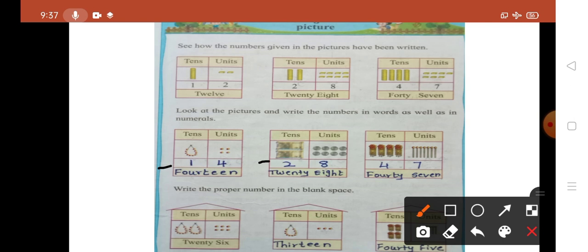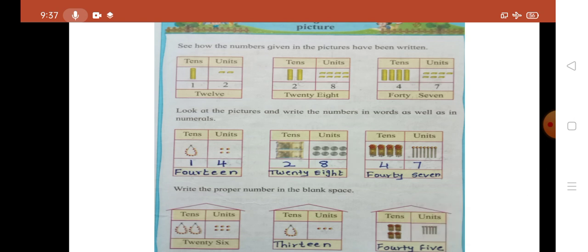Okay, in second one, see here there are 2 10 rupees notes means 2 tens. And how many coins are there? Single coins, there are 8 coins. So we have to write 2 and 8 in numbers and in words 28. T-W-E-N-T-Y 20. E-I-G-H-T 8. And next one, see here there are 4 bundles of sticks. So there are 4 tens and 7 units. So how we will write? F-O-R-T-Y 40. S-E-V-E-N 7. 47.